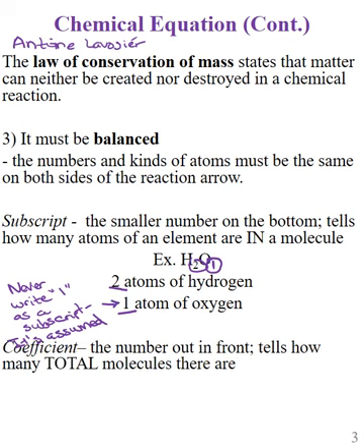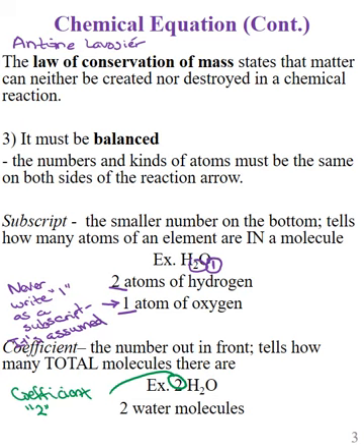Okay, and then the other thing we can have is a coefficient. The coefficient is the number out in front, and it tells us how many total molecules there are. So if I have 2 H2O, what is the coefficient? The coefficient is the number out in front, so it's going to be this 2. So that means that we have 2 water molecules.